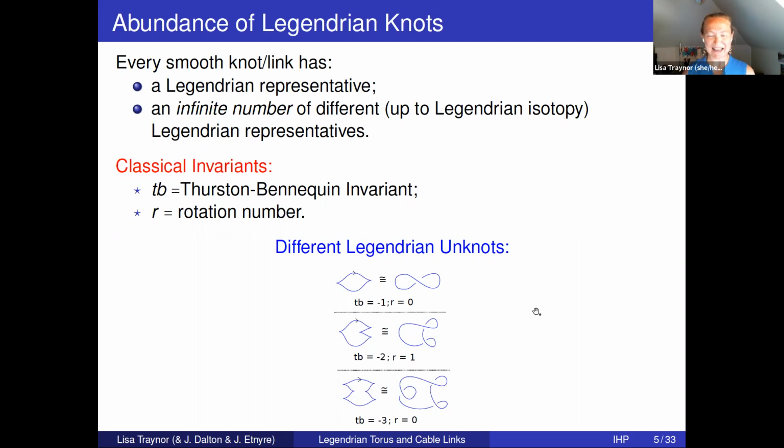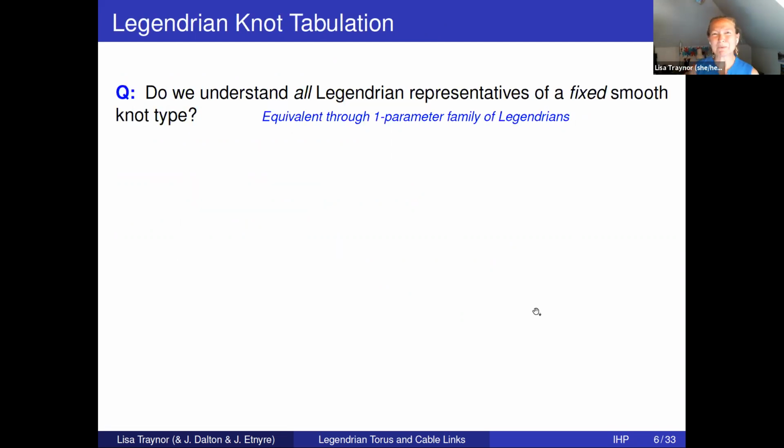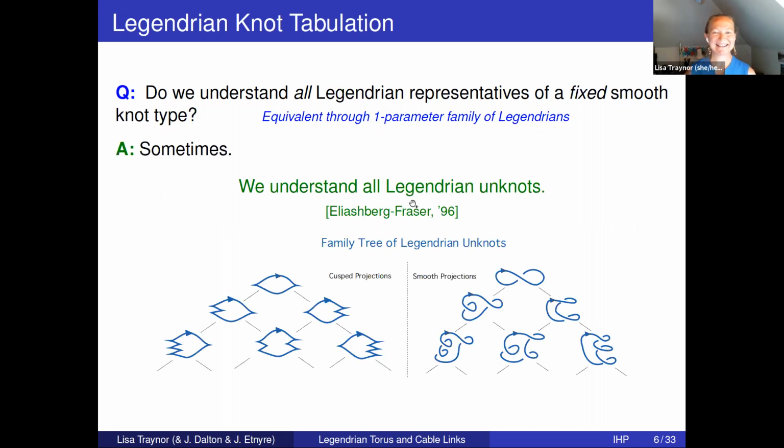So you realize that when you're thinking about Legendrian knot tabulation, every knot type has an infinite number of representations. So the question becomes: do we understand all Legendrian representatives of a fixed smooth knot type? Sometimes we do. For example, we understand Legendrian unknots, and it isn't even that long that we've understood them: '96, Eliashberg and Fraser.